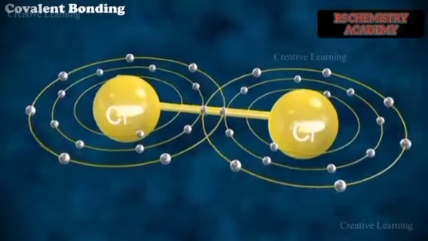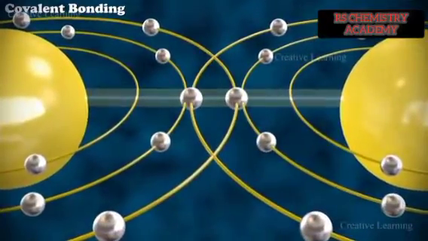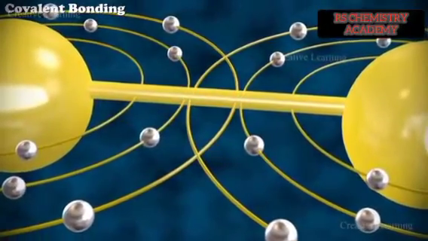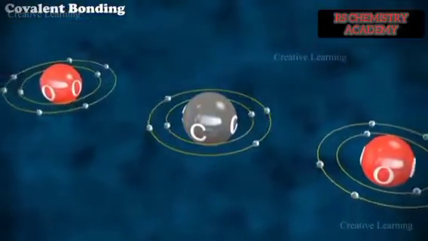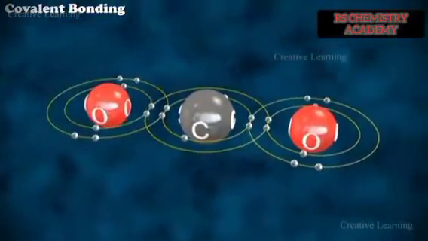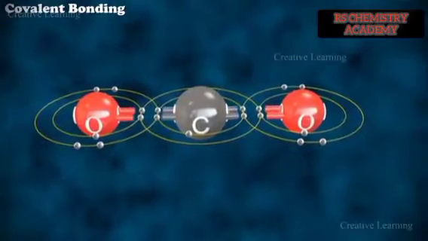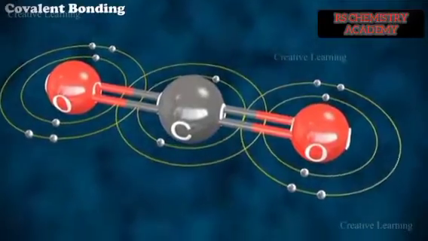A single covalent bond is formed when one pair of electrons are shared between two atoms. It is depicted by a single line between the two atoms. A double bond is formed when two atoms share two pairs of electrons with each other. It is depicted by two horizontal lines between two atoms in a molecule.